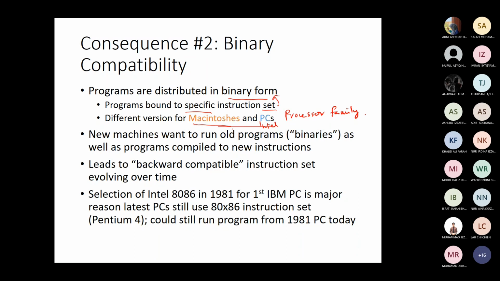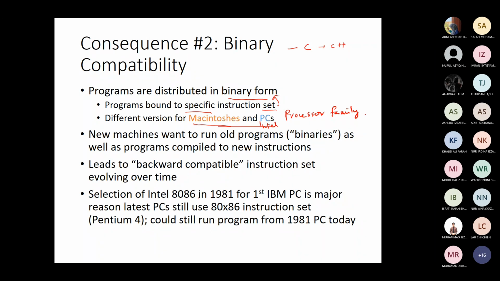These new machines want to run all programs, which are the binaries, as well as programs compiled to the new instruction set. Remember, first there was C, and then the next version, C++, improved it. But C++ should be able to run the C programs, so it is backward compatible. This leads to a backward compatible instruction set evolving over time.